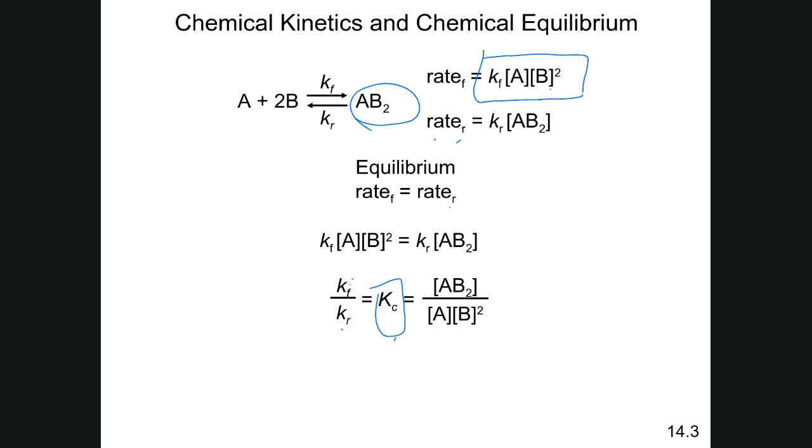the forward reaction and the reverse reaction are equal. Doesn't mean that these values are the same, but when we have the rate for the forward and the rate for the reverse reaction, that ratio is going to be constant. That ratio is constant. So Kc is a ratio of product over the reactant.